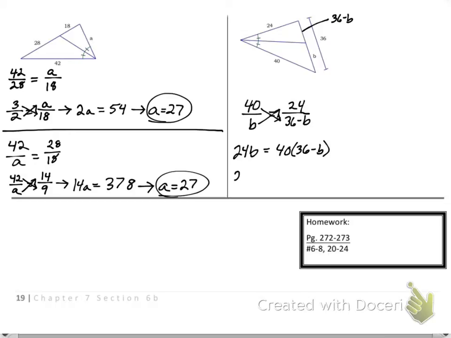Well, that's going to give me 24B equals 1440? Is it 1440? Someone with a calculator, please confirm or deny. It's 40 times 36. 1440. 1440, okay. Minus 40B. We add 40B to both sides and we come with 64B equals 1440. We divide both sides by 64 and B equals 22.5.